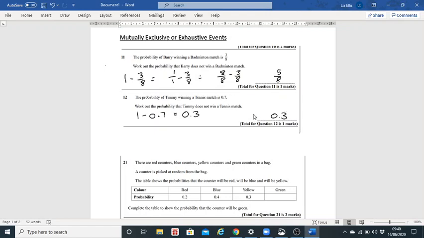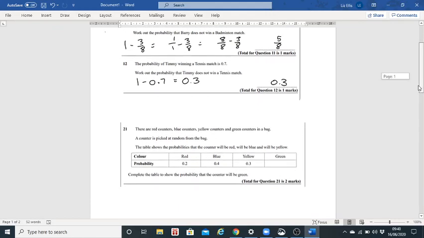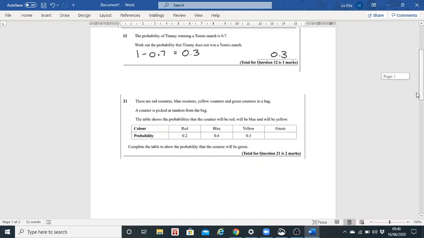Now these questions are often given to us, especially in GCSE, in table form. So here is our table. There are red counters, blue counters, yellow counters, and green counters in the bag. One counter is picked from the bag at random. All of these are the options we've got in the bag. So we've either got red, blue, yellow, or green.